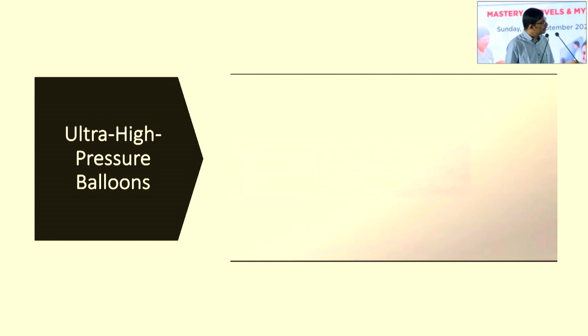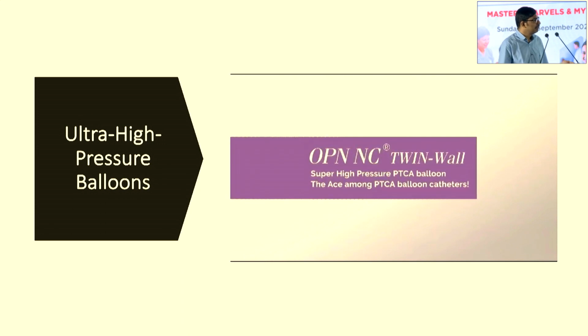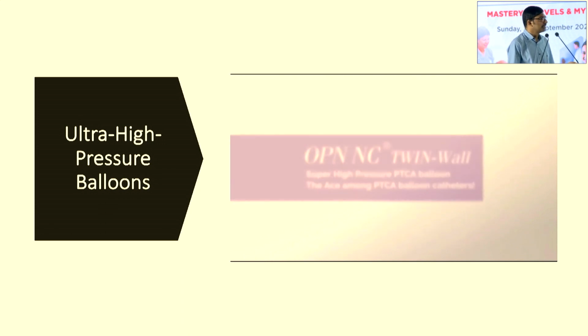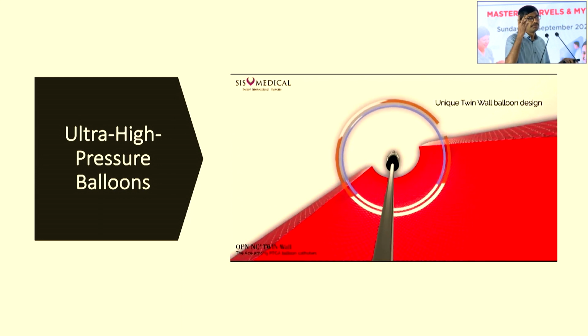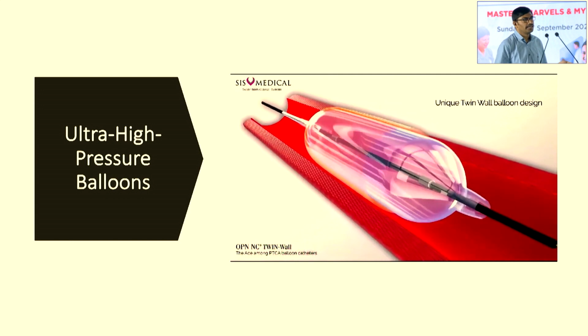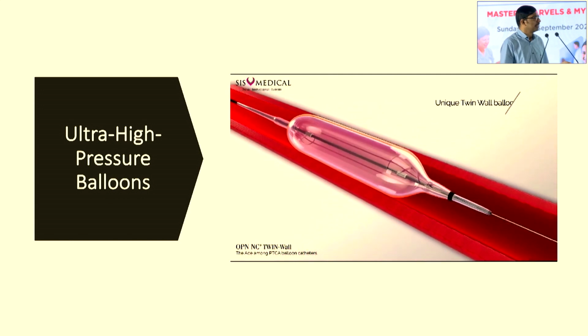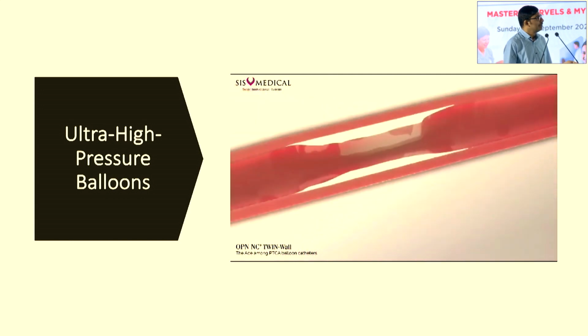First, I'm going to show the modalities which fracture calcium into pieces. This is a balloon, a high pressure balloon. It is called the OPN balloon. The regular balloons just go up to 20 atmospheric pressure. These balloons create about 40 to 45 atmospheric pressure. This high pressure inside helps in fracturing your calcium.